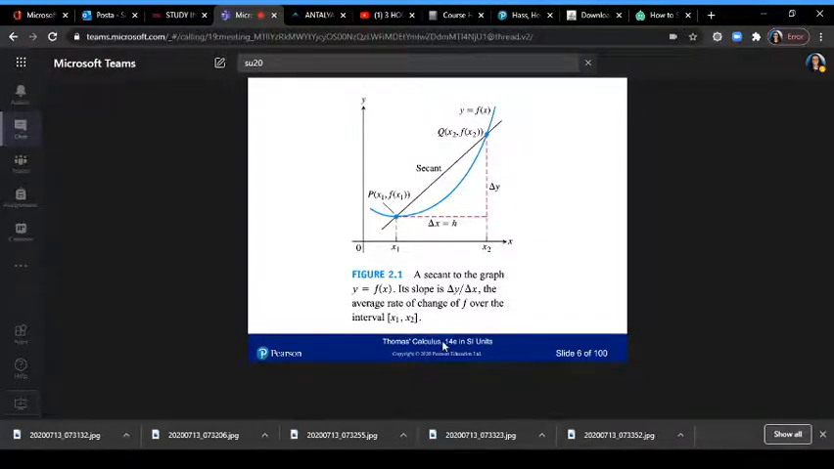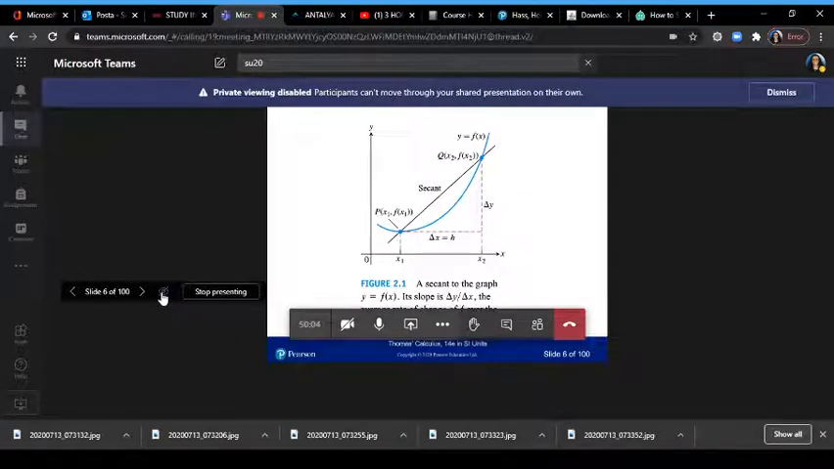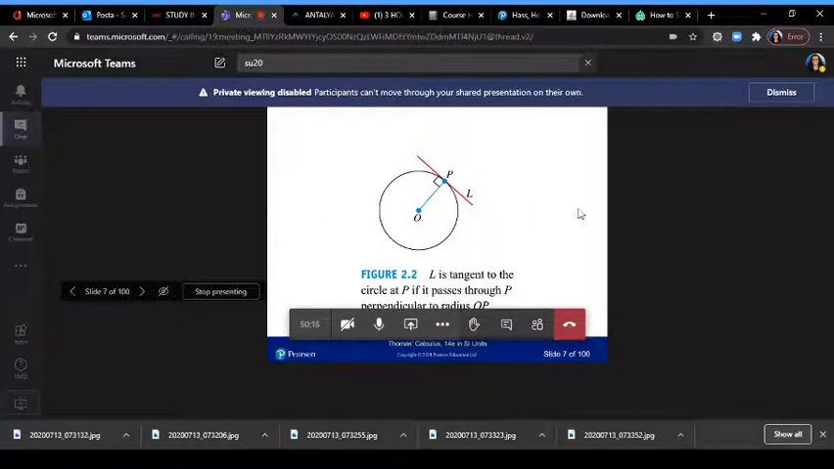So in other words, the average rate of change of f over the interval x1 and x2 is the slope of the secant line. Okay, it's good to keep in mind because it's going to be useful. And then let's continue.